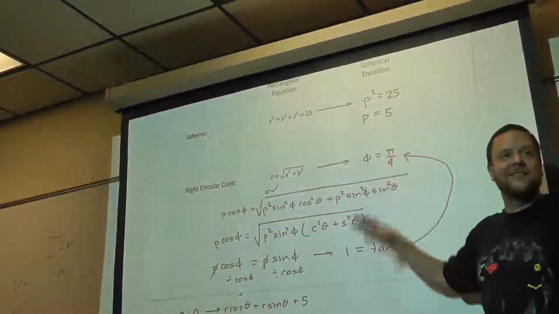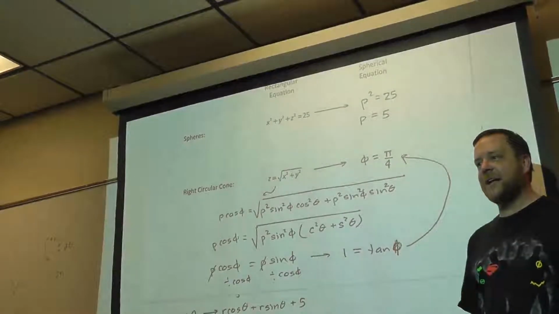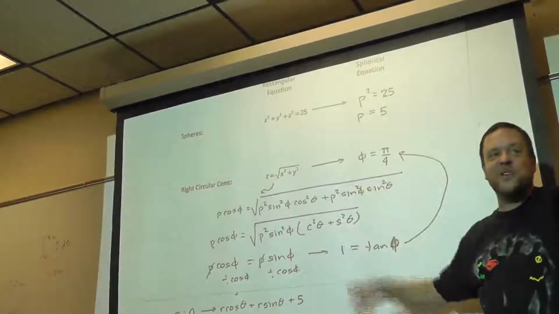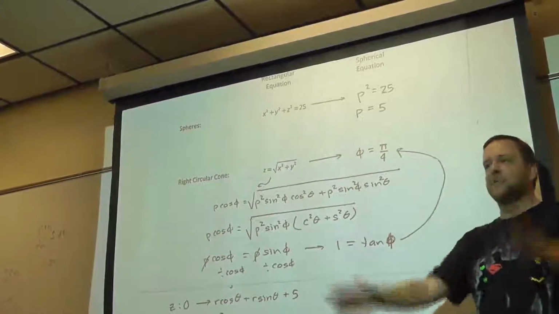So I'm not pulling your leg. That's why it was handy to know that that cone makes a 45-degree angle off the z-axis, because it turns into the sweetest equation ever when you put it in spherical. No x's, no y's, no z's, just phi equals pi over 4.